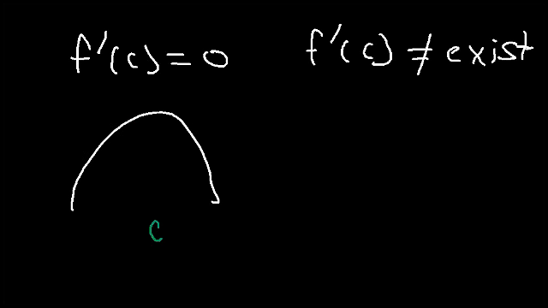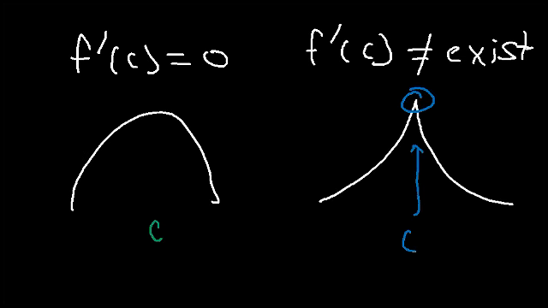Or let's say you have a function that's continuous, but notice that the slope doesn't exist at this point. It's not differentiable. The slope changes instantaneously. So f prime of c doesn't exist. This point c is still a critical number.